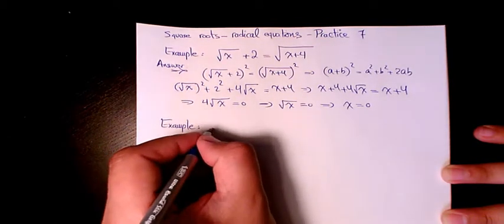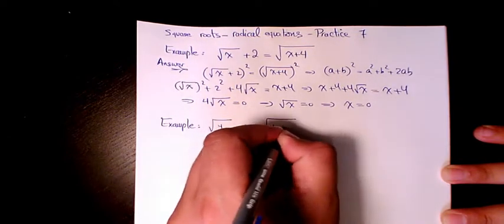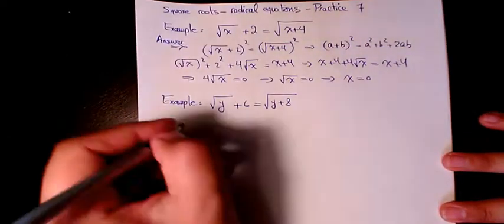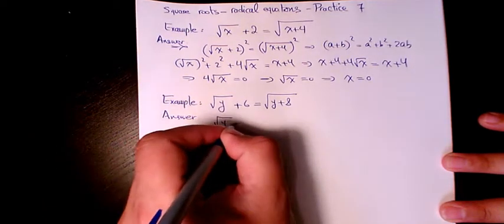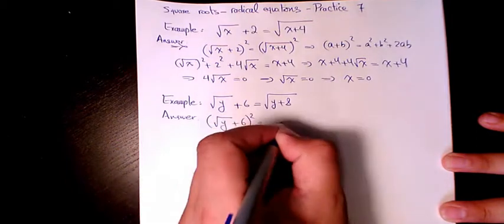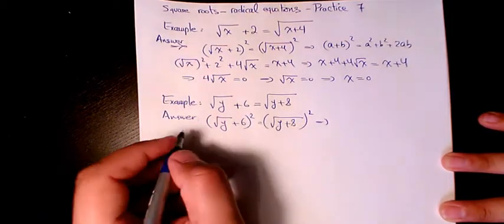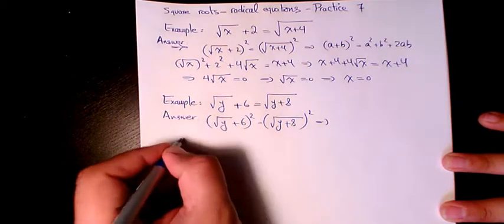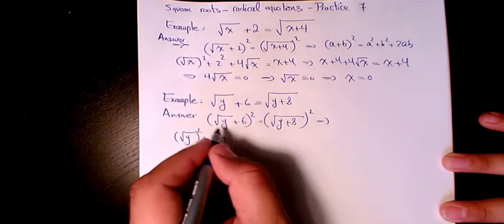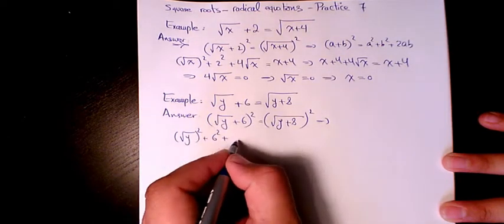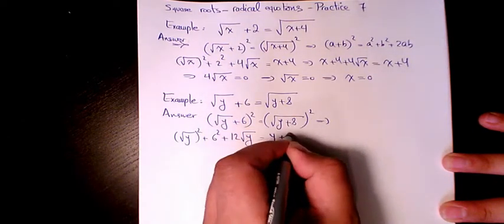we have square root of y plus 6 equal to square root of y plus 8. The answer is: square root of y plus 6 to the power of 2 will be square root of y plus 8 to the power of 2. Results in square root of y to the power of 2 plus 6 to the power of 2 plus 2 times 6 times root y. We have 12 root y, equals, the 2 and square root cancel out, it will be y plus 8.